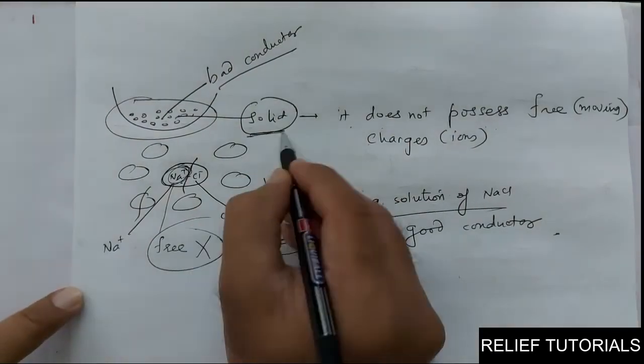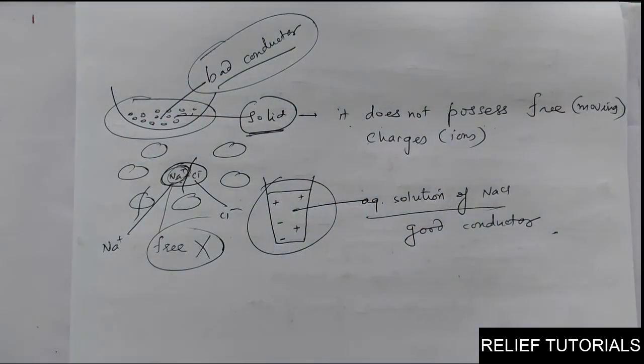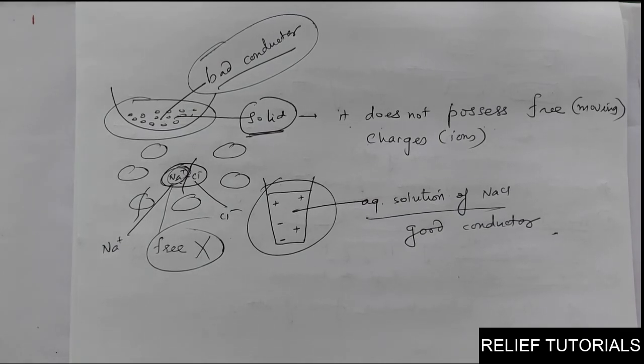So in the solid state they are bad conductors because they do not possess any moving charges, moving ions, but the aqueous solution is obviously a very good conductor of electricity, because water is going to break the bond between Na and Cl.